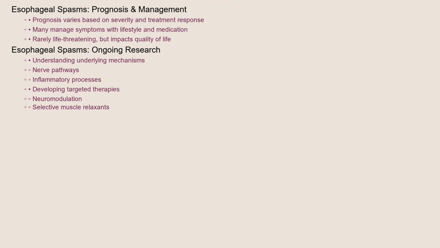Ongoing research is focused on better understanding the underlying mechanisms of esophageal spasms and developing more targeted therapies. Studies are exploring the role of specific nerve pathways and inflammatory processes in the development of esophageal spasms. Novel treatments, such as neuromodulation techniques and more selective muscle relaxants, are also being investigated. These advancements hold promise for improving the management and long-term outcomes for individuals with this challenging condition.